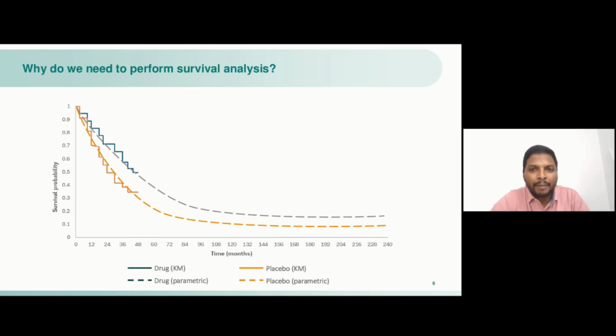Here in this figure you can see that we have fitted some survival extrapolations to see how the survival is trending over the long time horizon, by using observed data of only 48 months.